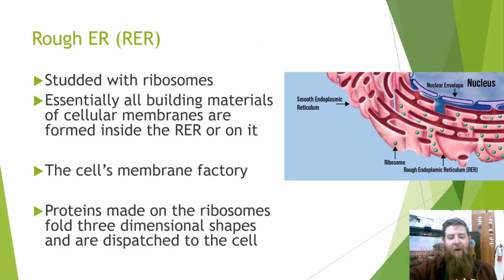The rough ER is the endoplasmic reticulum that has lots of ribosomes on it. It has all of the cellular membranes forming inside of the rough ER. It's the membrane factory for the cell. On these ribosomes, we make these proteins. They then get folded into a 3D structure and sent off into the cell to do whatever job we need it to do.